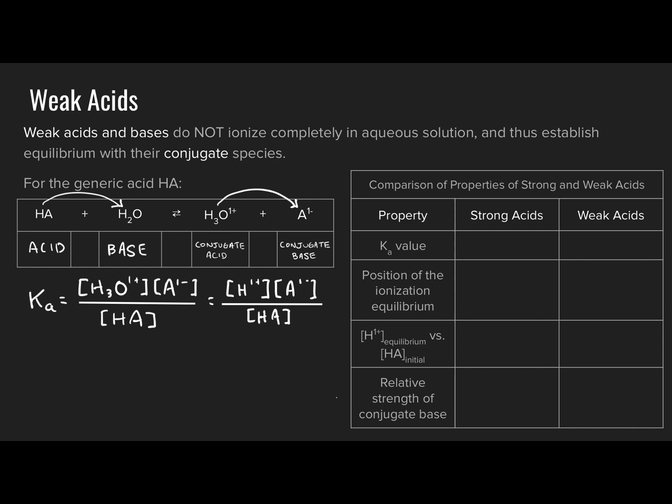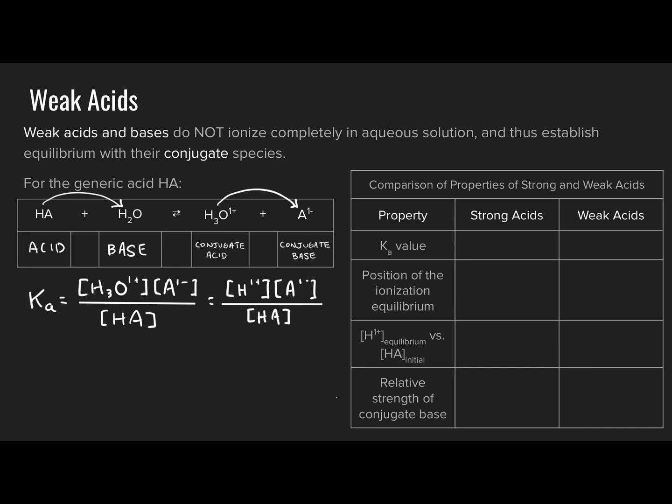In the table we've got here, we've got a number of different properties we're going to look at. Those are the respective Ka values, the position of the ionization equilibrium, the relative concentrations of the equilibrium concentration of the hydrogen ion in solution in comparison to the initial concentration of the molecular acid, and then last, the relative strength of the conjugate bases.